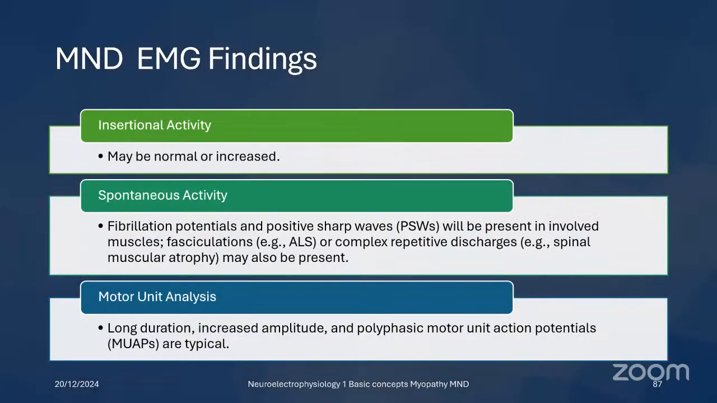What are the EMG findings of ALS? Insertional activity may be normal or increased, but usually insertional activity is normal. There will be fibrillation potentials. Positive sharp waves will be present in involved muscles, along with fasciculations, giant fasciculations, and complex repetitive discharges. MUAPs are long duration, increased amplitude, and polyphasic, called giant motor unit action potentials.